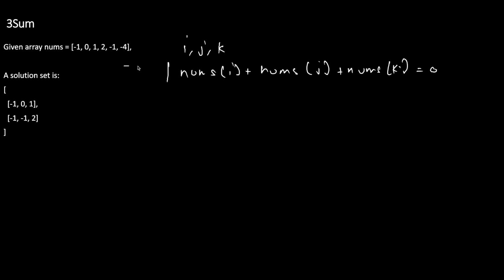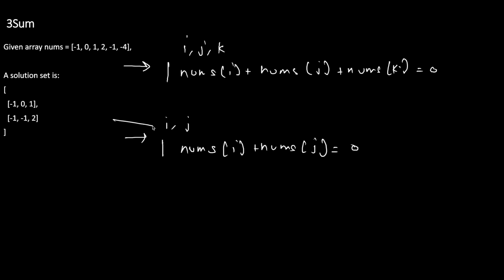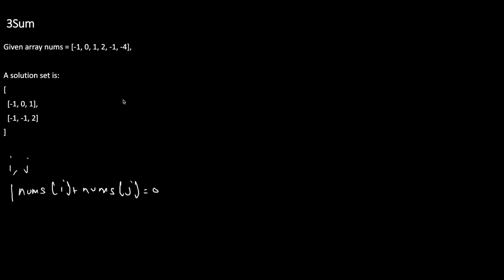Actually, before solving this problem, let us try to solve a simpler problem, that is, let us try to find a pair i, j such that nums of i plus nums of j equals 0. First we will solve this problem and then we will modify the solution to solve the original problem. Over here we will find all those pairs such that nums of i plus nums of j equals 0.